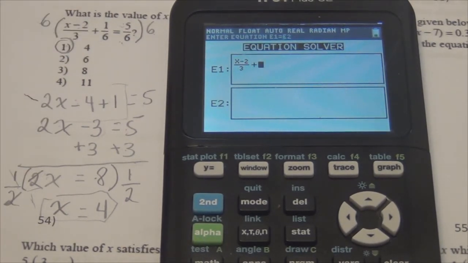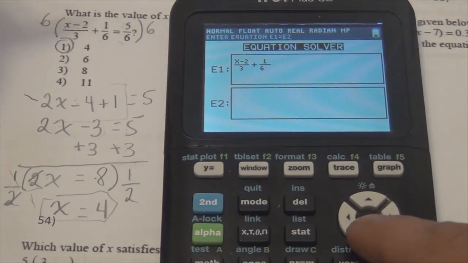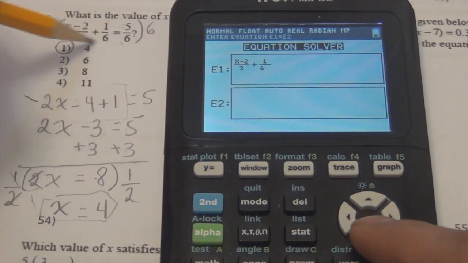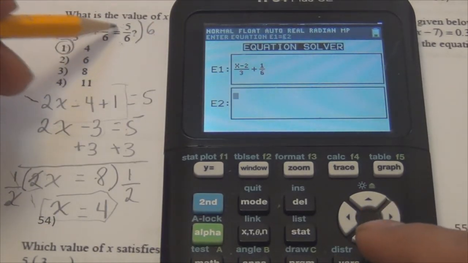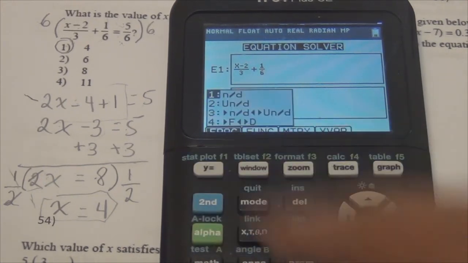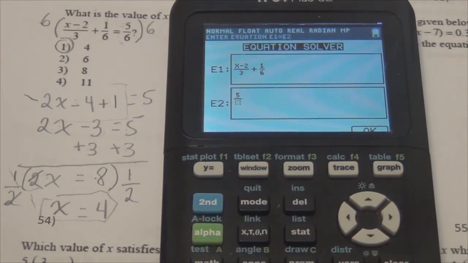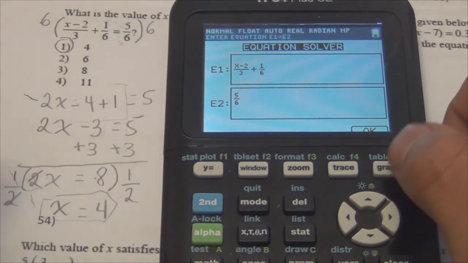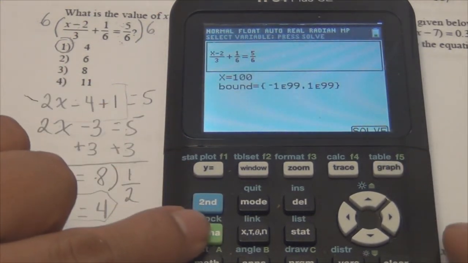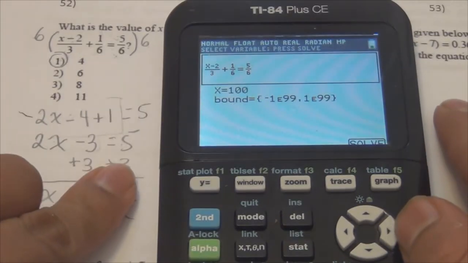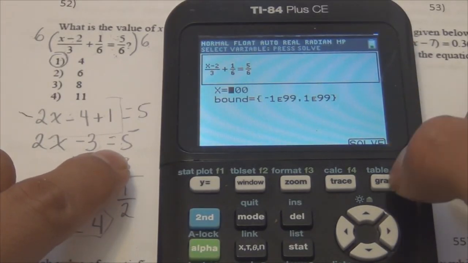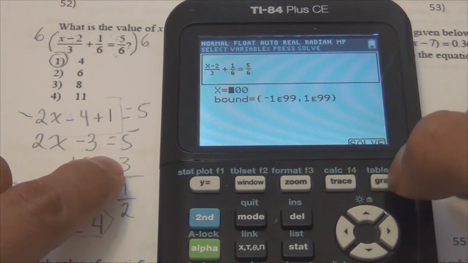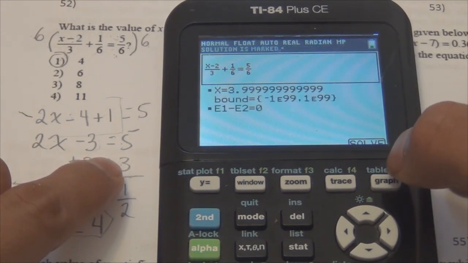Plus 1 over 6. So plus, okay, again, alpha y equals enter over 6. That's the end of the left hand side. Now I'm gonna go to the right hand side and I'm gonna put 5 over 6. So alpha y equals, boom, 5 over 6. Okay, and that's it. Now if you have the TI-84 plus C, you press graph and then you press alpha enter. If you have this calculator, the TI-84 plus CE, you press graph once because it says solve and then you press it again for it can actually solve it for you.